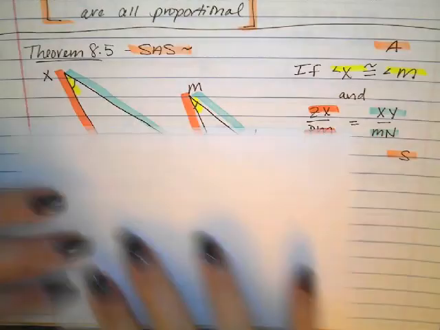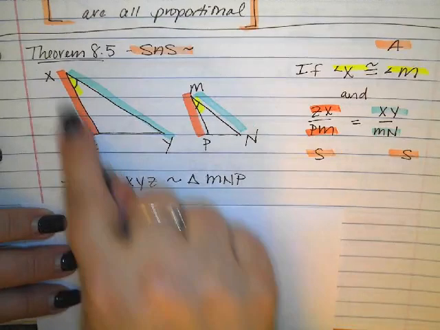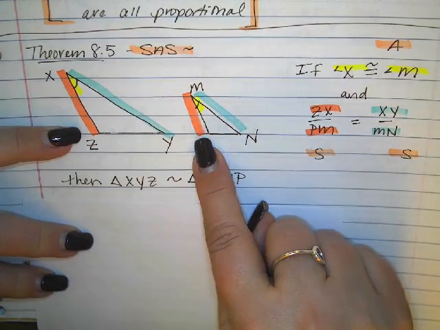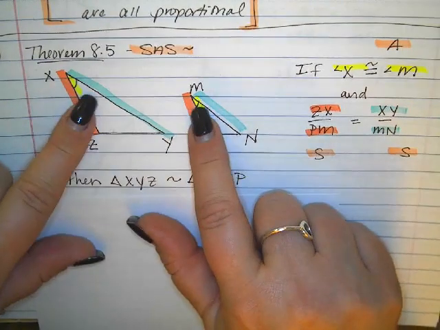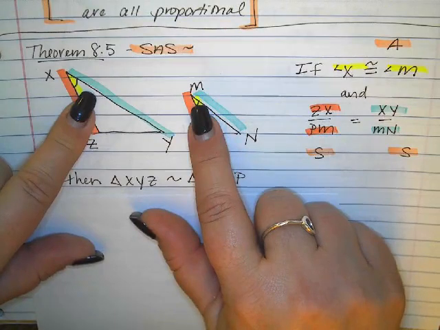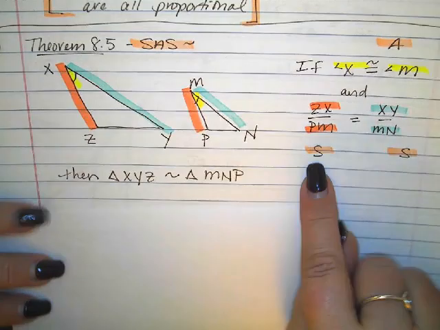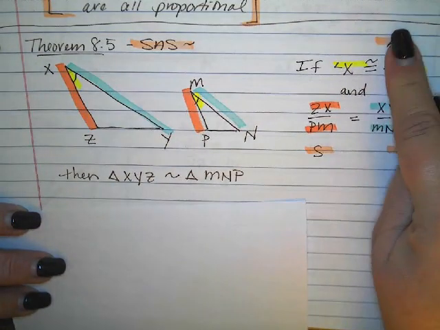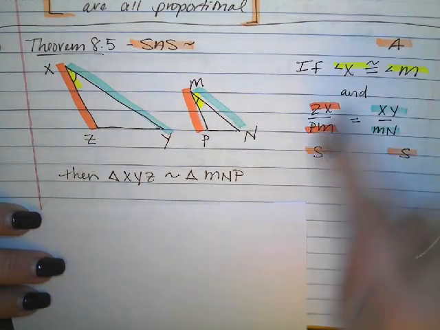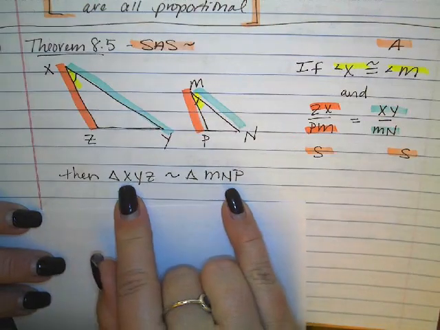The next one is side, angle, side. And in side, angle, side, I'll have a set of sides that I'll say is proportional. I'll have a set of angles that are congruent, and then I'll have a second set of sides that are also proportional. So you can see where I get my side, my angle, and my side. And when I have that, I can make a similarity statement.